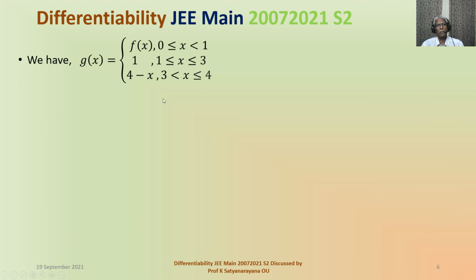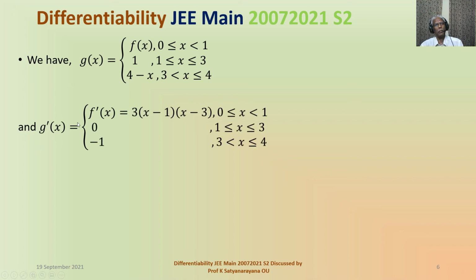Now we have this function which we have already seen. Let us take the derivative. G prime x will be f prime x, which we have already calculated as 3 into x minus 1 into x minus 3, where x is 0 less than or equal to x less than 1, and it is 0, the derivative of 1 is 0, for 1 less than or equal to x less than or equal to 3. The derivative of 4 minus x is minus 1 for 3 less than x less than or equal to 4. Now, the possibility of losing differentiability is at 2 points, that is at x equal to 1 and x equal to 3.